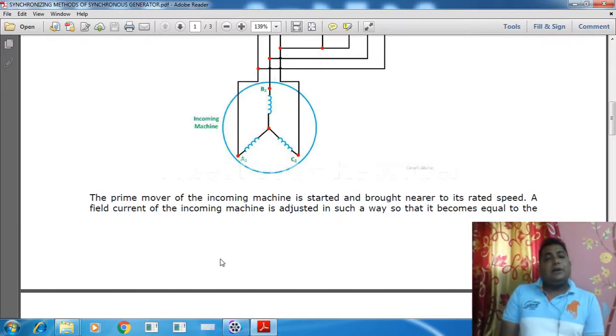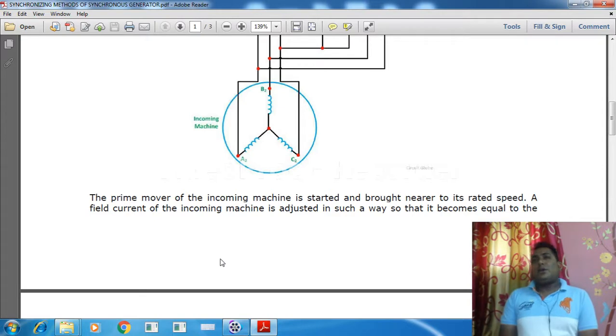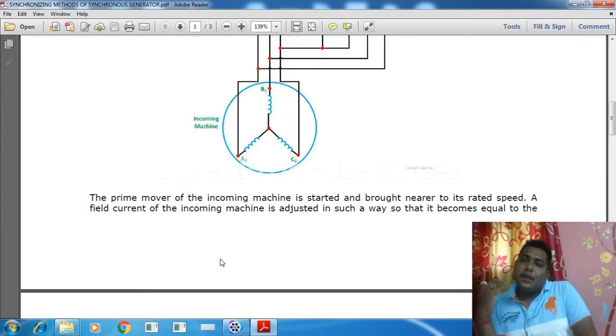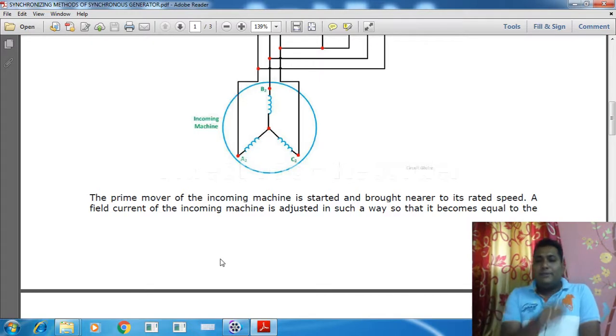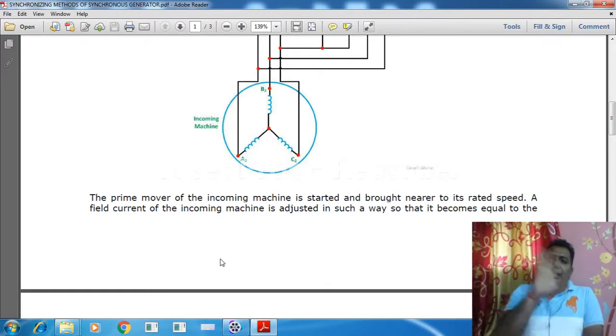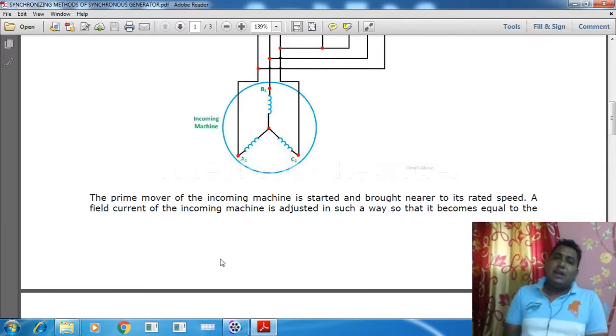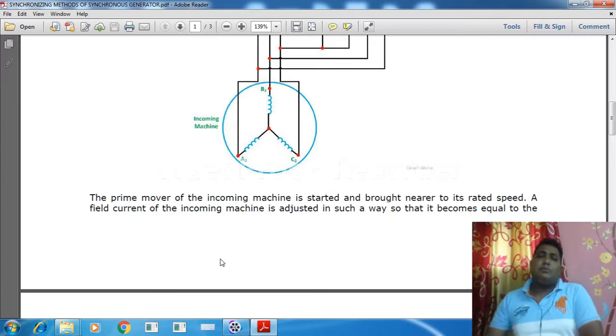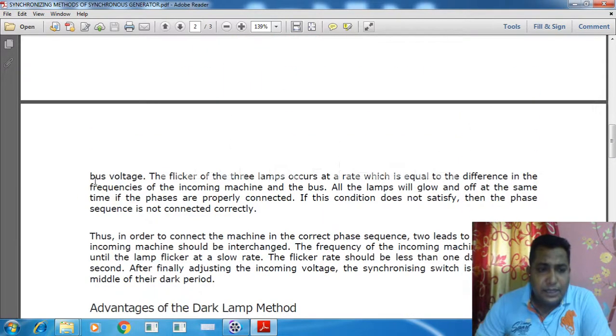The field current of the incoming machine is adjusted in such a way that its voltage becomes equal to the bus voltage. So we have to give the excitation to the system. We are rotating the field. We know that in an alternator we have a rotating field, so we are rotating the field at rated speed. At that time we are giving a DC supply to the field winding, and it generates some flux. We set the flux in such a way that due to the flux cutting, whatever voltage is generated, that alternator voltage must match the bus bar voltage to which the system has to be connected.